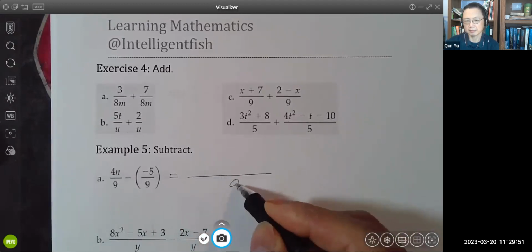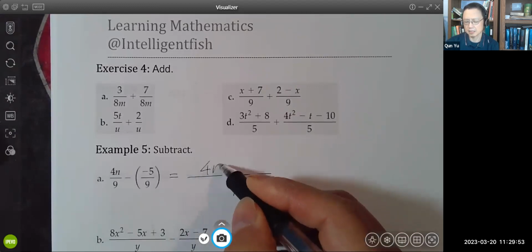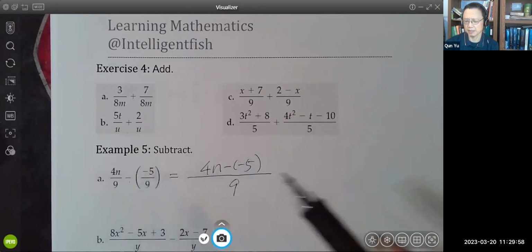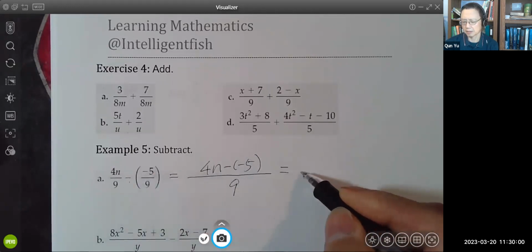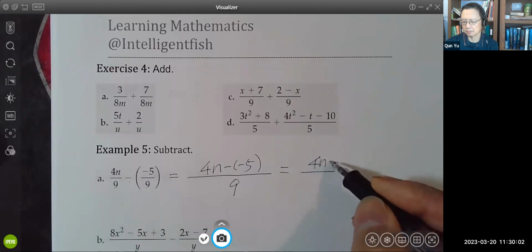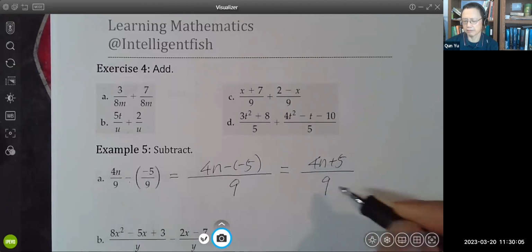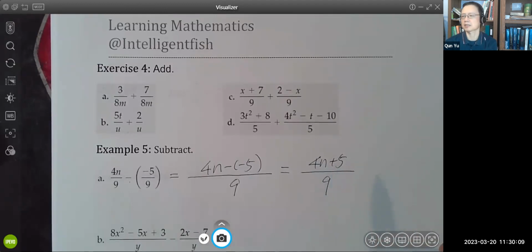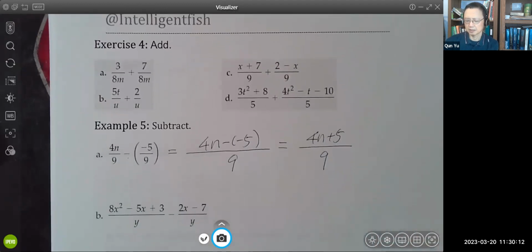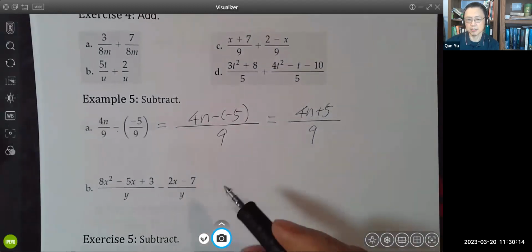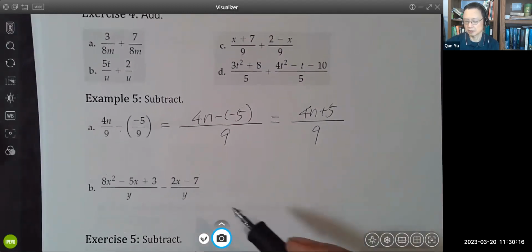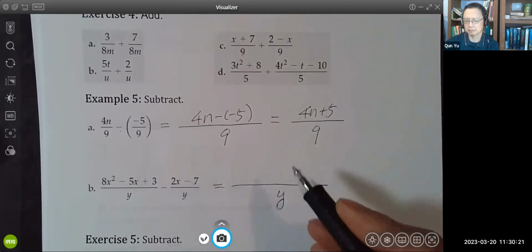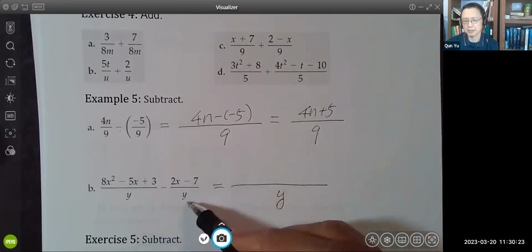So we get 9 on the bottom, 4n minus -5. So minus -5, and minus equals plus. That's our final answer. These two are not like terms, and they cannot be combined. The last one for the subtraction example, we have a y on the bottom, the same denominator.